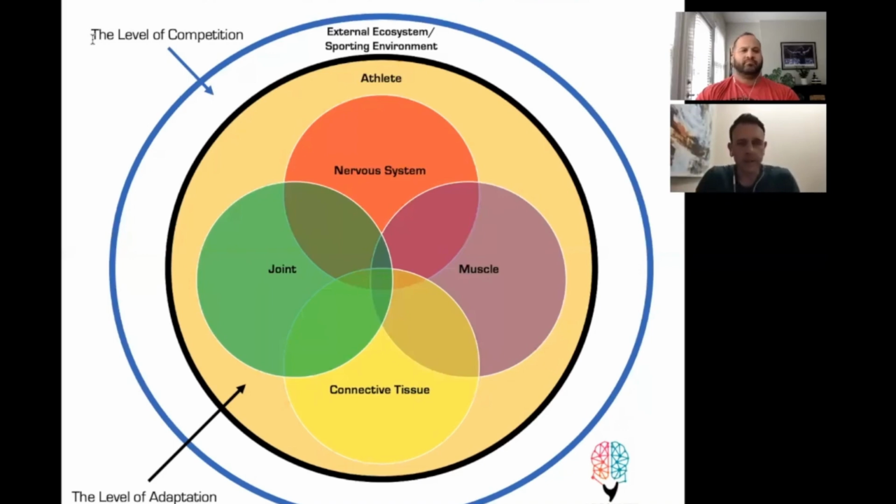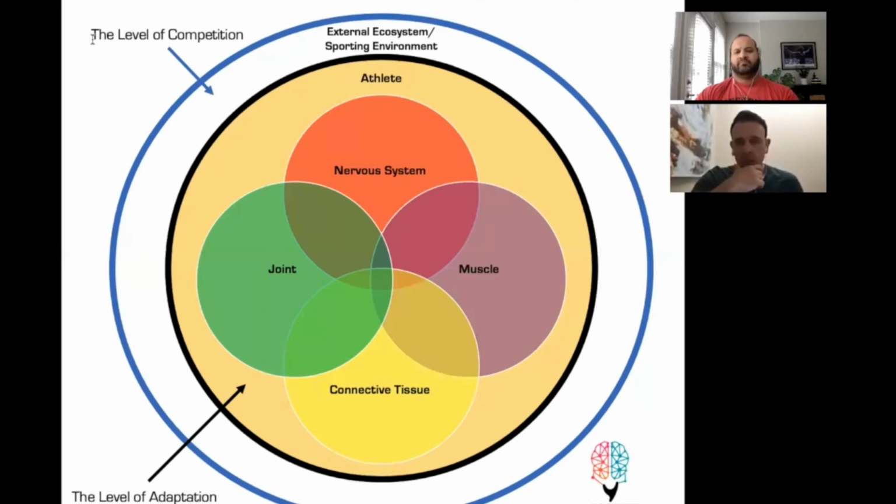So the external ecosystem, or the sporting environment, is the level of competition. This is where inherently the demands of that particular sport or the performance of that sport would exist. This is also why we called it the level of competition, because this is where you're going to have an athlete be able to meet those demands to ultimately win the level of competition, or win the constant battles that would exist within that sporting environment.